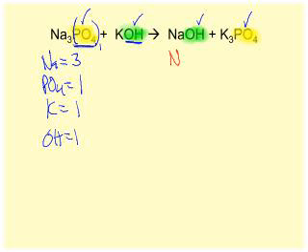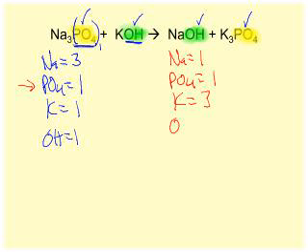And on this side, Na equals 1. I like to do the same order as over here because checking it makes it easier. Phosphate equals 1. K equals 3. And OH equals 1. So the first thing I notice is my K's are messed up. So to balance my K's, I'm going to put a 3 over here. And that fixes my K's, but it messes up my hydroxides.